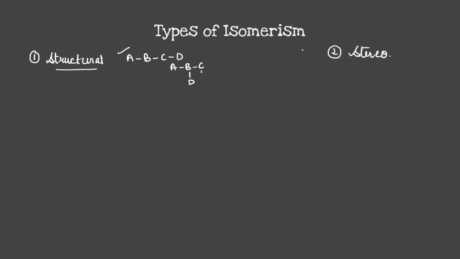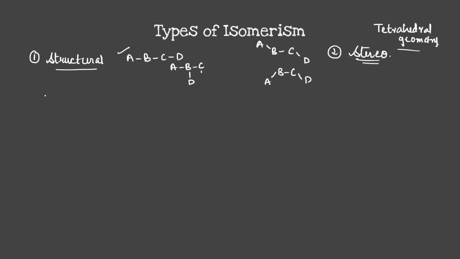When we talk about stereoisomerism, it is the spatial arrangement, like now I can write ABCD like this, or I can write ABCD like this. The basic idea behind stereoisomerism is tetrahedral shape, tetrahedral geometry. Let's talk about stereoisomerism later.